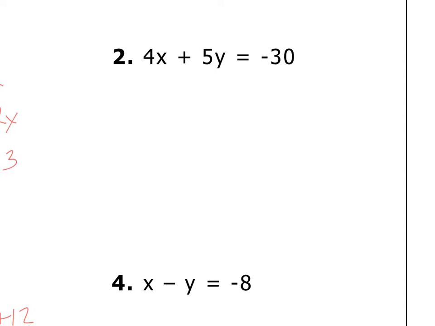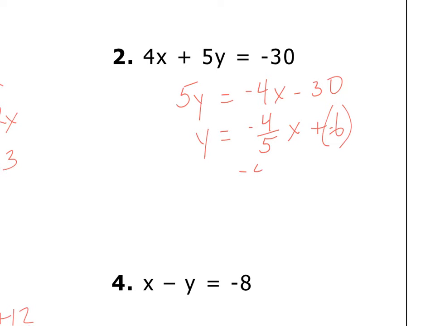Welcome back. Hope you're doing great. We're going to solve these in super fast speed here. This is going to be negative 4x minus 30. I'm going to divide everything by 5, so this should be negative 4/5 x plus 6. No, that should be plus negative 6. Haha, I almost made a mistake. There we go. Or you could say minus 6. Sounds great. There you go.